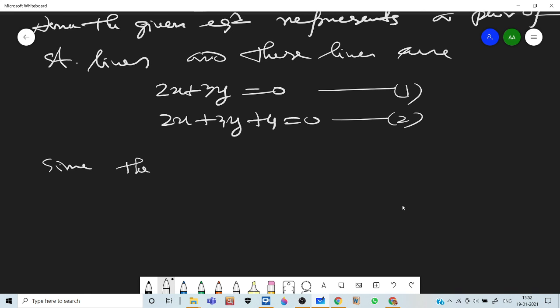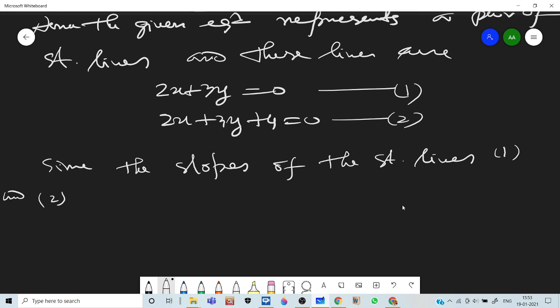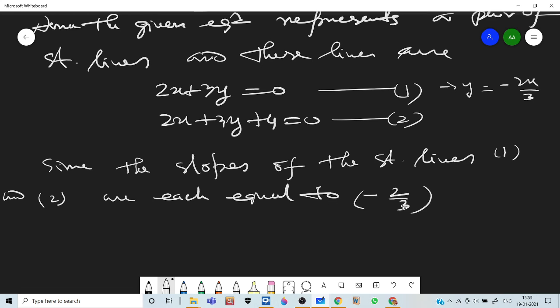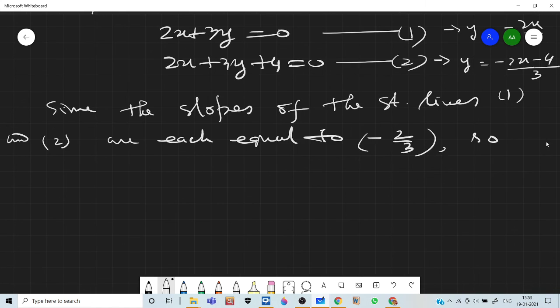Since the slope of the straight lines 1 and 2 are each equal to minus 2 by 3, because y is equal to mx plus c, right? From the first line, y equal to minus 2x by 3, so minus 2 by 3 is the slope. From the second line you get y equal to minus 2x minus 4 divided by 3, so minus 2 by 3 is the slope. So the slope of these two lines is the same, so these two lines are parallel.